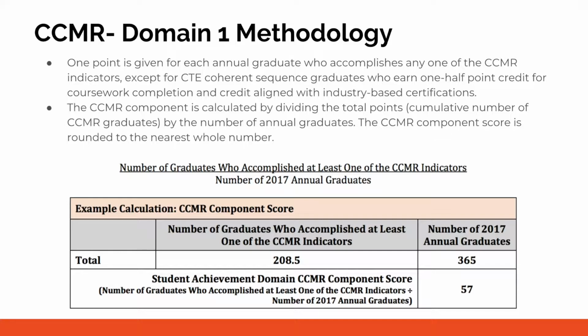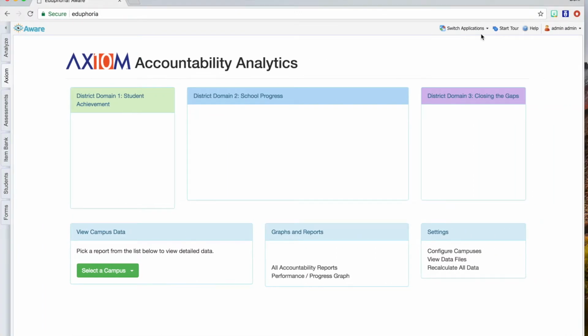So let's look a little bit at how we would get into Axiom to enter this data and what this file looks like. When you log in to Aware, as I said, the second tab should be Axiom if it's turned on in your district. When you click on that, you're going to want to go over to the bottom right and click on the button that says Configure Campuses.